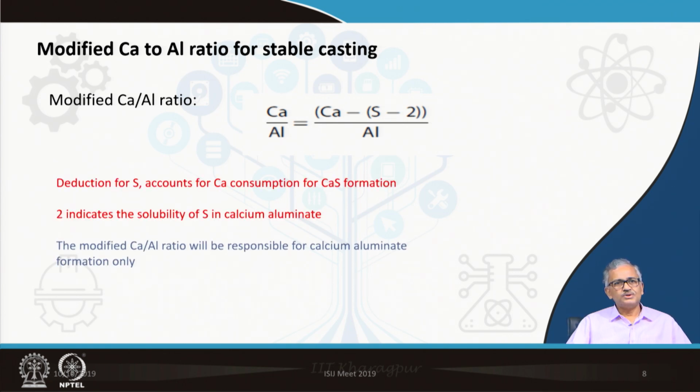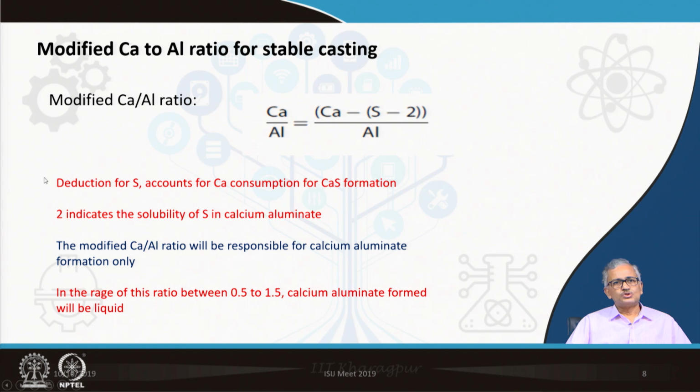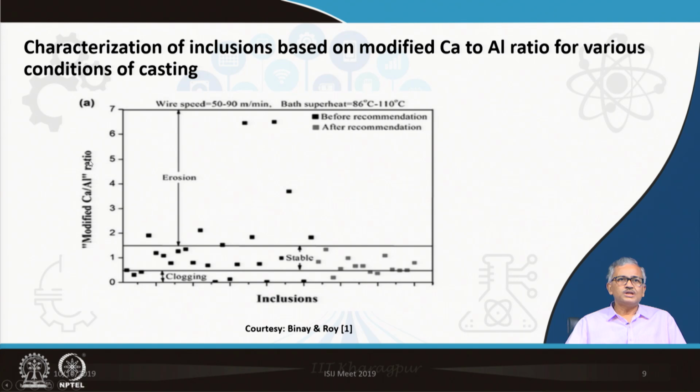So, this is the definition we have given, which I have just talked about. If this Ca to Al ratio is in the range of 0.5 to 1.5, then the inclusions formed are liquid, and they will not cause nozzle clogging, they will give stable casting. So, that is why we are characterizing inclusions based on the CAL ratio.